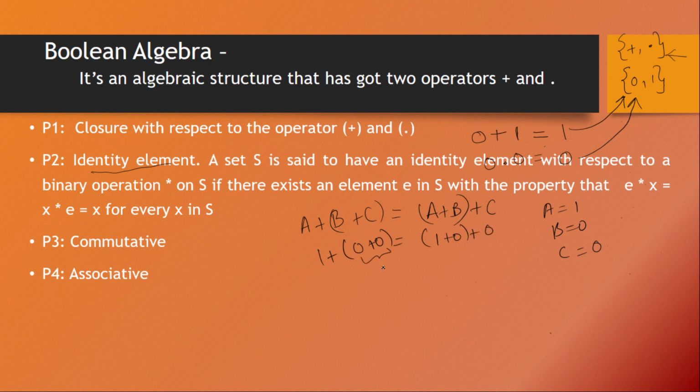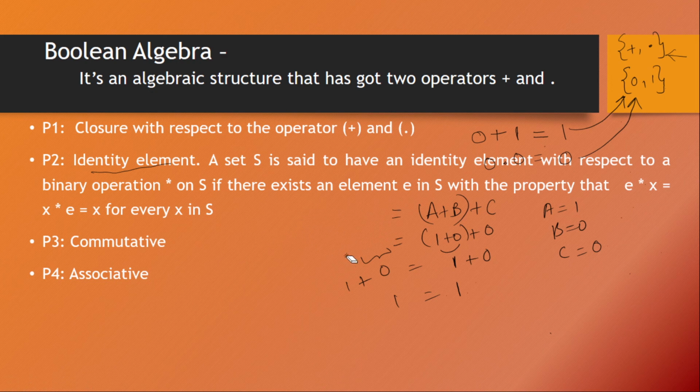So this 0 or 0 will give me 0. So 1 or 0 is on my left hand side. This 1 or 0 will give me 1, and here also we have 1 or 0, that is 1. So it is also okay with the associative property.